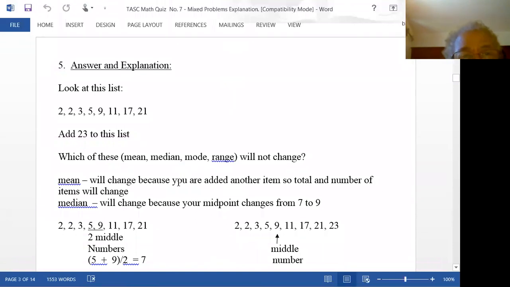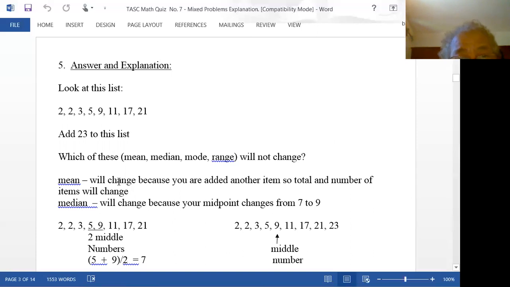Number 5, this is a problem of finding mean, median, mode, and range. Now, you're given a list of numbers and you're changing that list by adding 23. So to this list, you're adding 23. Now, your question is, which of these will not change? The mean, the median, mode, range will not change.